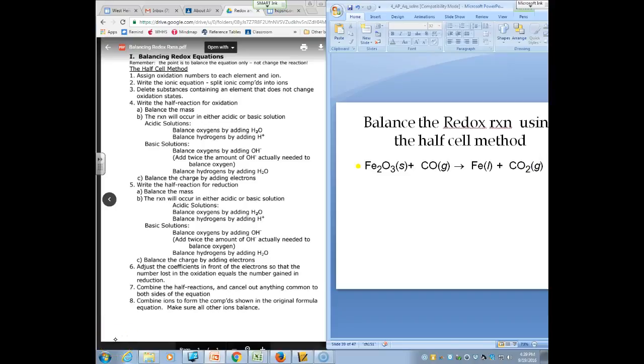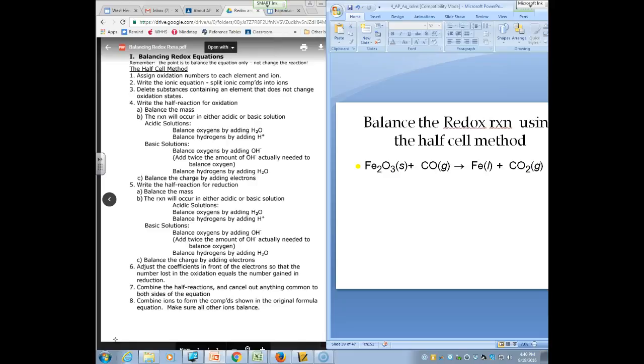In past is on balancing redox reactions. So when you have a redox reaction, that stands for reduction or oxidation, and it's a transfer of electrons. One element is losing electrons, another one is gaining the electrons. And we have to account for those electrons lost or gained. This is a different way to balance reactions.